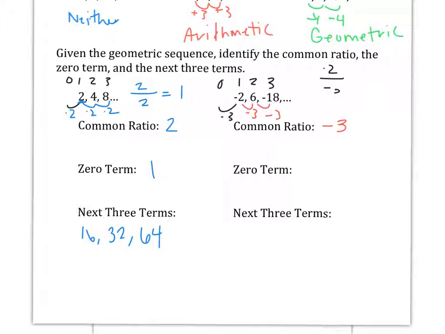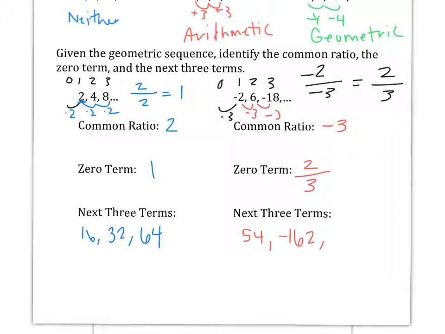And let's rewrite that a little bit better. Negative 2 divided by negative 3 is 2/3. I'm going to leave that as a fraction. I'm not going to change it to a decimal. So the zero term is 2/3. Then the next three terms: negative 18 times negative 3 is 54. 54 times negative 3 is negative 162. And then negative 162 times negative 3 is 486.